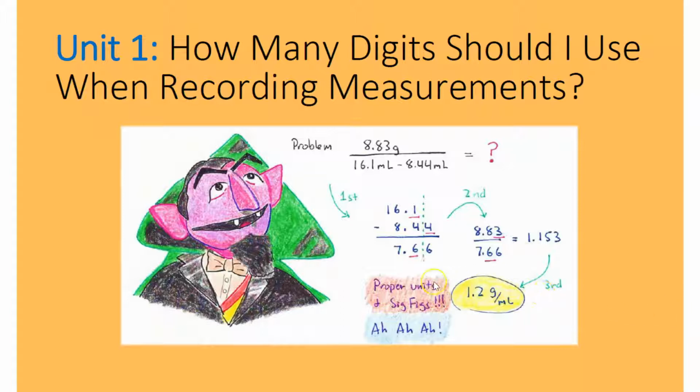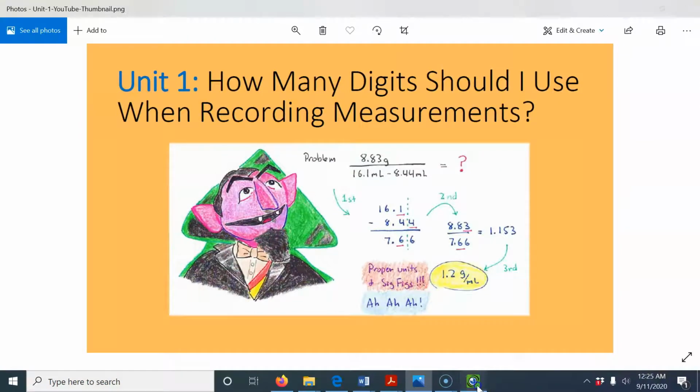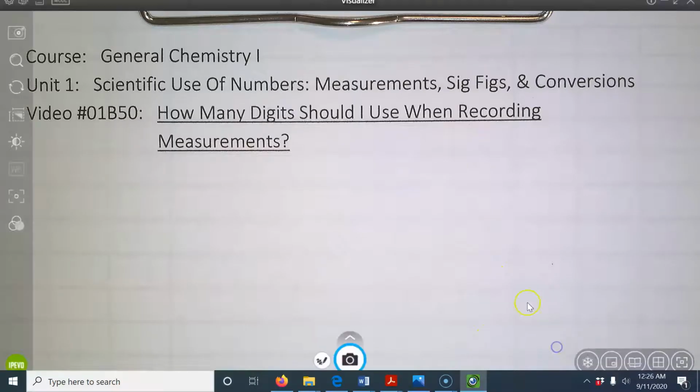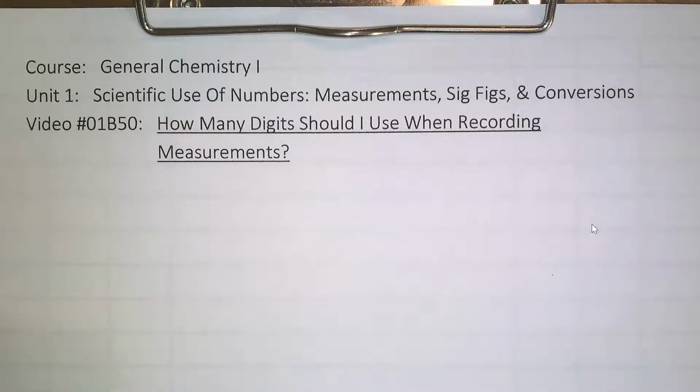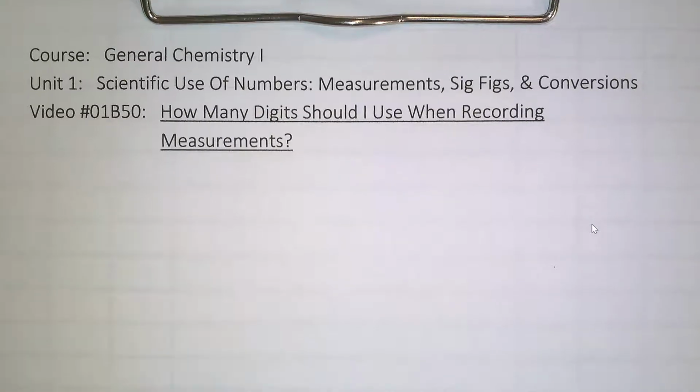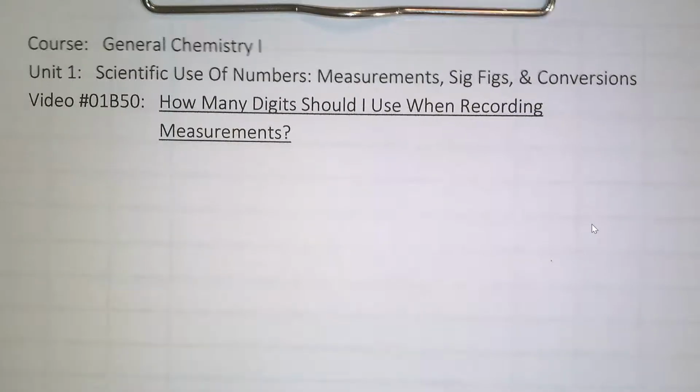Here I have an homage to the Count of Sesame Street, and we'll do these types of problems in a different video. For this video, I want to answer specifically the question, how many digits should I use when recording measurements? That's a very important question when you're taking measurements and dealing with instrumentation and glassware in a chemistry lab.